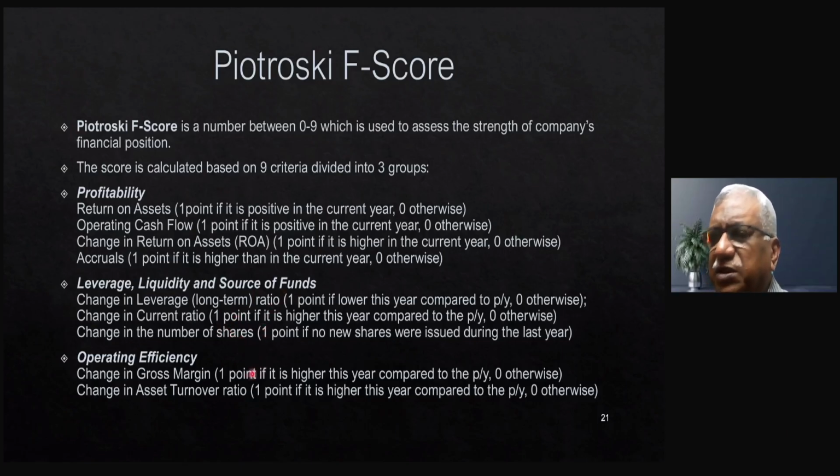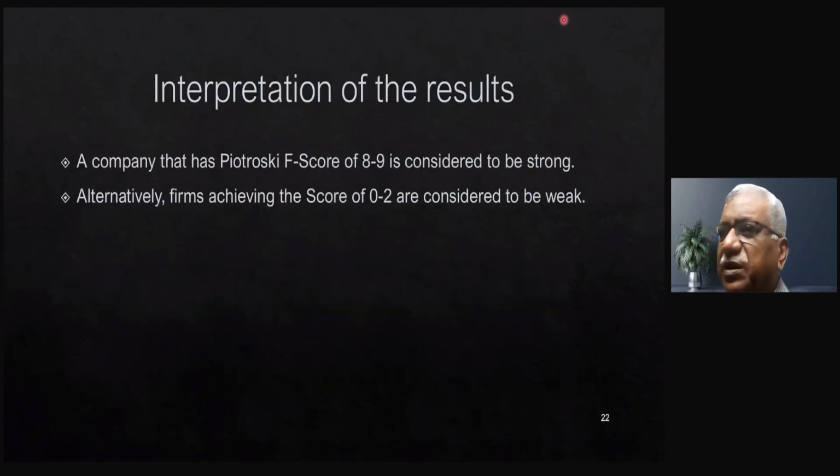That's a long term, short term. Then, operating efficiency, we look at basically the gross margin and asset turnover ratio. So, these are the ratios we look at. One, if it is higher compared to the previous year, the PY is previous year. Otherwise, it's a zero. Now, with so many factors, you will be getting some answers. Now, if it has a score of 8 to 9, it's a good company. The number drops, it's a bad company. Okay. So that's what your result is.